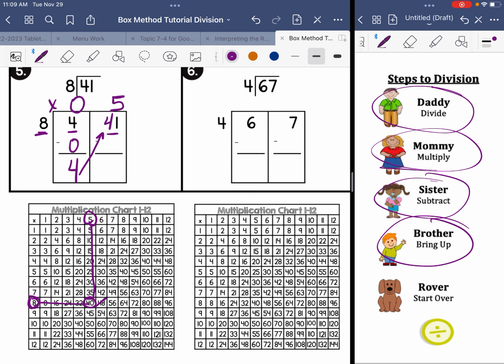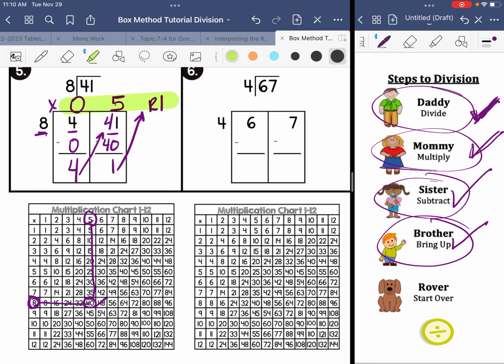Okay? And we're at daddy divide right now. So we made 5 groups. Whatever you get, you put it on top. Now we're at mommy multiply. 5 times 8 is 40. 41 minus 40 is 1. Now we're at brother bring up the 1. So we have remainder 1. So our answer is 5 remainder 1.